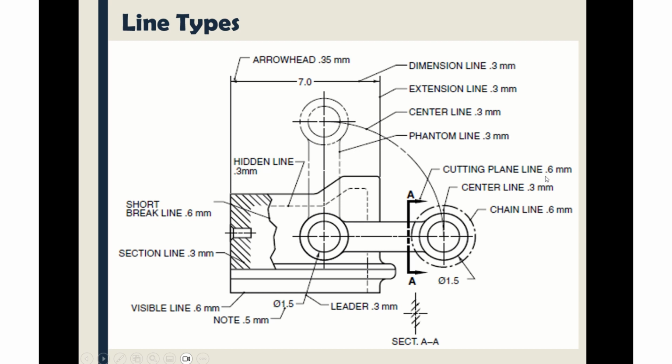Okay, here is a cutting plane line. That's the one that has the thick end. You have the chain line. Okay, so here you see the visible line, which is the outline. Here you see the section line, which has the hash lines, and then here you see the short break line to show that this continues, and then to refill the internal part of this place. So here are various types of lines you see in engineering drawing.